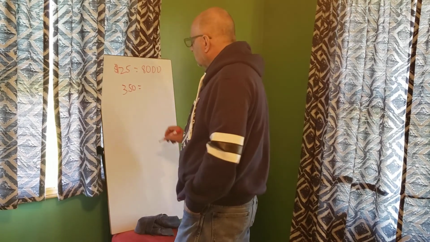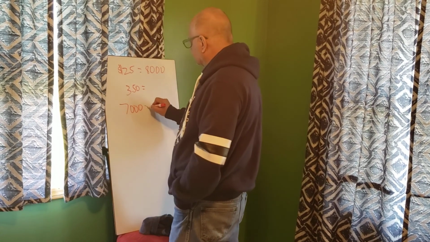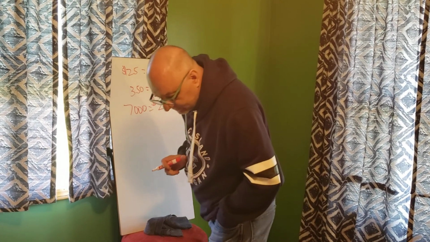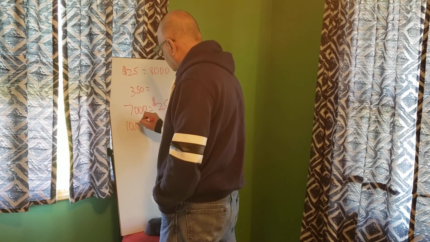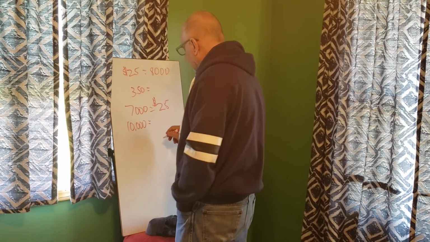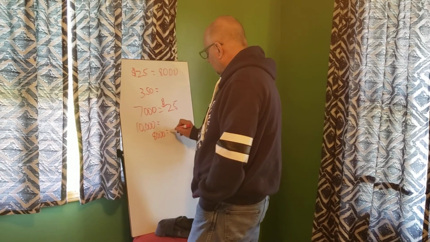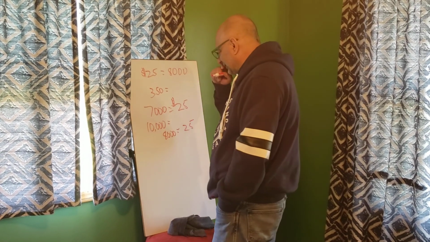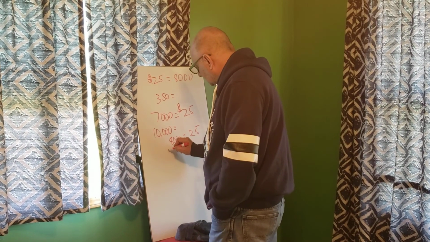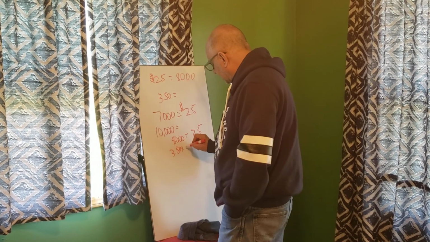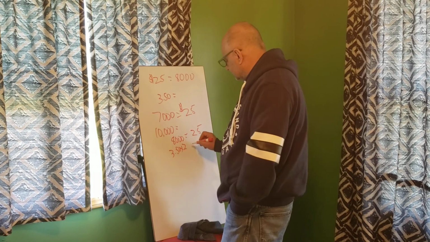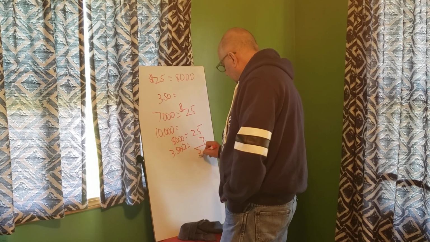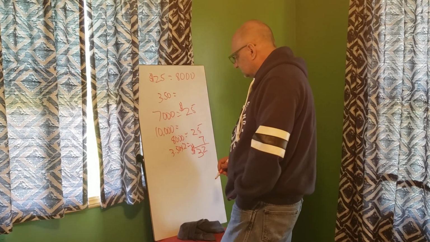Okay, so for 7,000 gallons of use would be my flat $25 amount. For 10,000 gallons, it would be 8,000 for 25, and 2,000 gallons additional would be $3.50 times 2 for 2,000 gallons, which gives me $7, giving me a total of $32 as my total bill.